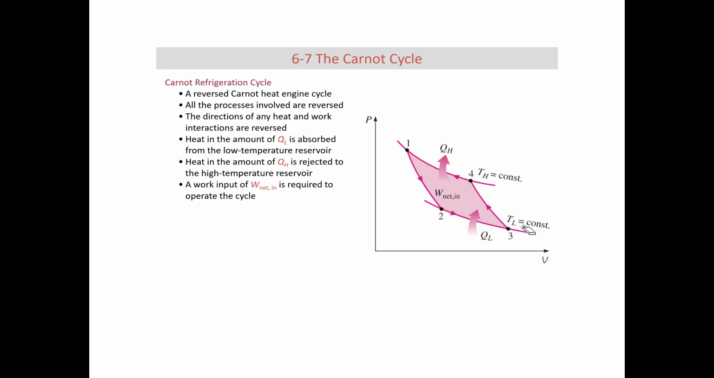A reversed Carnot heat engine cycle is a Carnot refrigeration cycle. So all processes involved are reversed. The direction of any heat and work interactions are reversed. Heat in an amount of QL is absorbed from the low temperature reservoir. Heat in an amount of QH is rejected to the high temperature reservoir. And a work input of W net in is required for the cycle to operate.